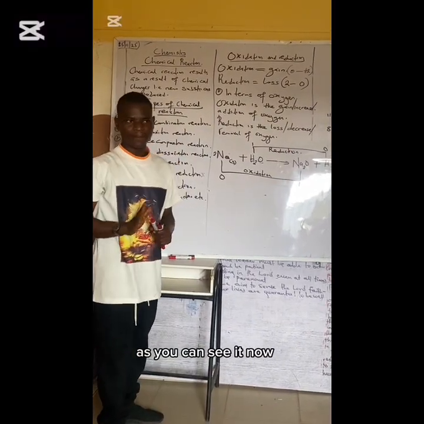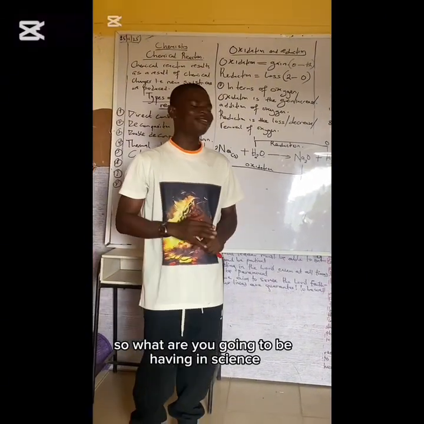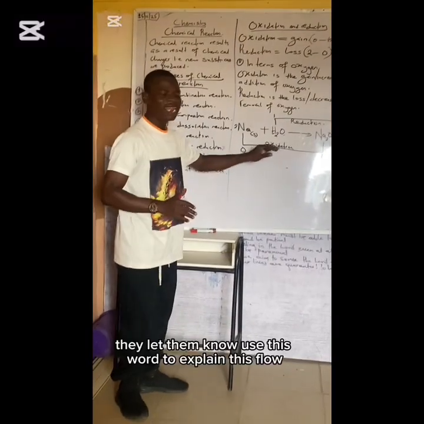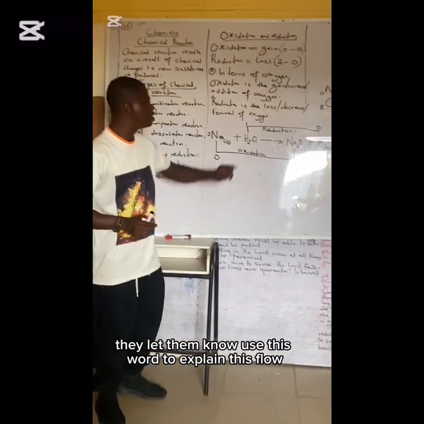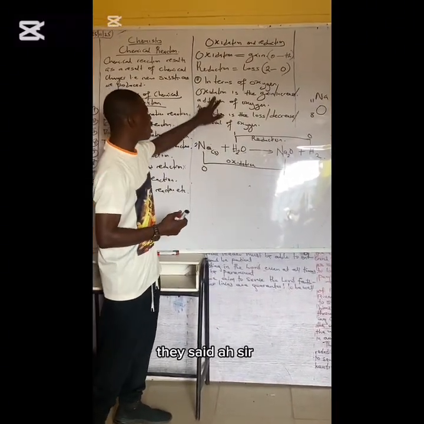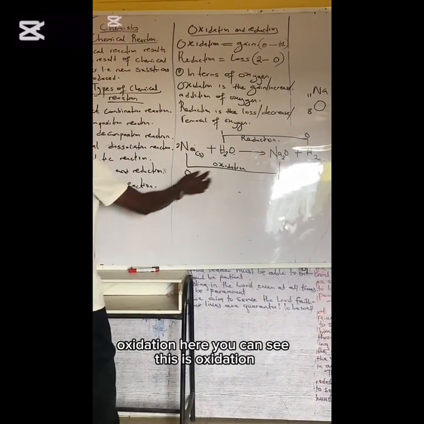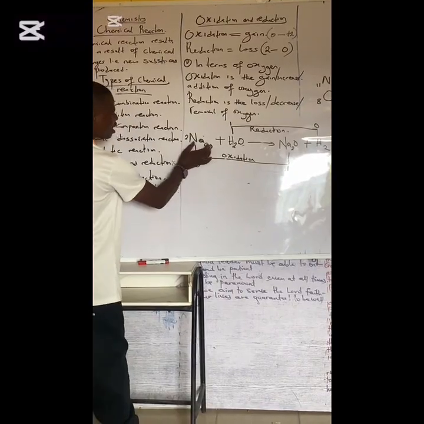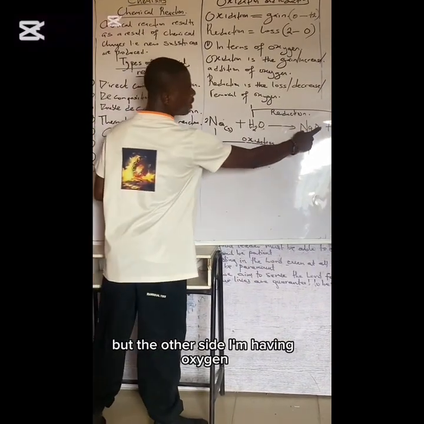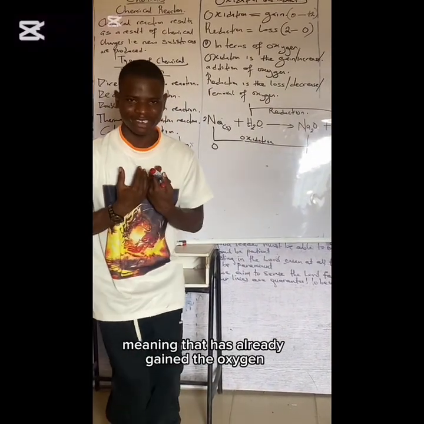As you can see it now. So what are you going to be having, in the sense that you can see it on the board? Let us now use this law to explain this law. They said, sir, oxidation is the gain of oxygen. Then you can still explain to your teachers that, sir, oxidation here, you can see this oxidation. I did not have oxygen here, but on the other side I'm having oxygen, meaning that I've already gained the oxygen.